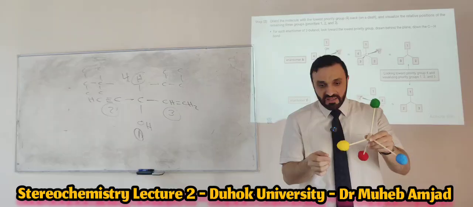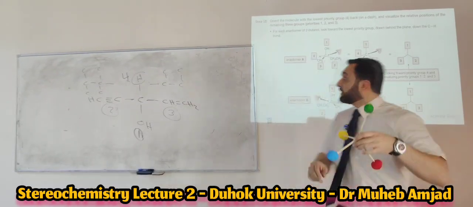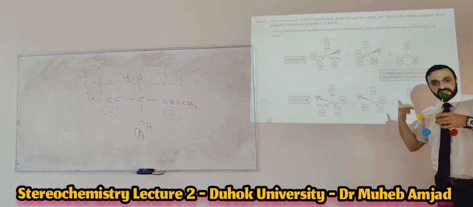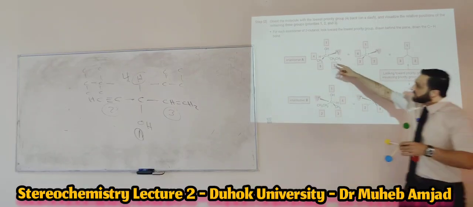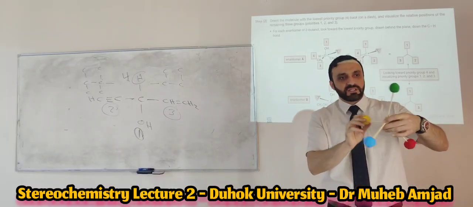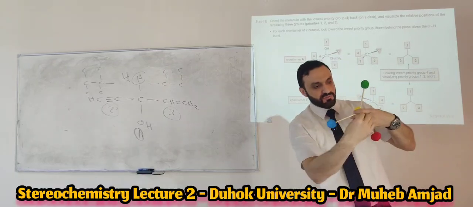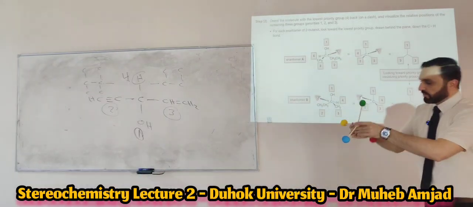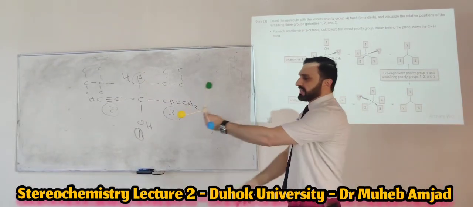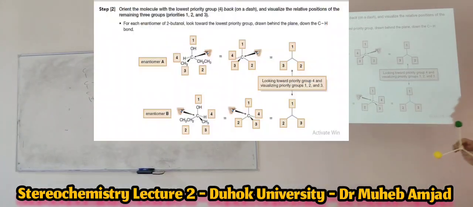He said the first step is to put this here in the back side. Orient the molecule with the lowest priority group in the back, dashed. Look, dash the hydrogen. That means if your hydrogen is here, put the hydrogen in the back side. If your hydrogen is like that, put the hydrogen in the back side. And look from here toward the hydrogen. If I want to test this molecule, I put this in the back side and I look from here. Do you understand? Look from here.